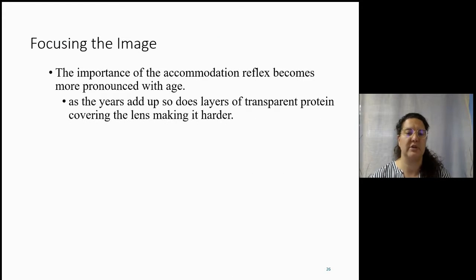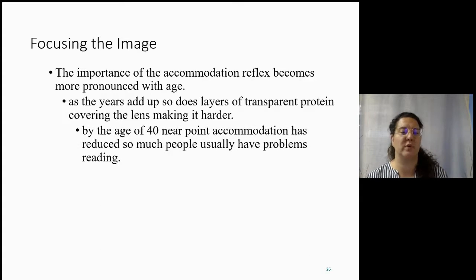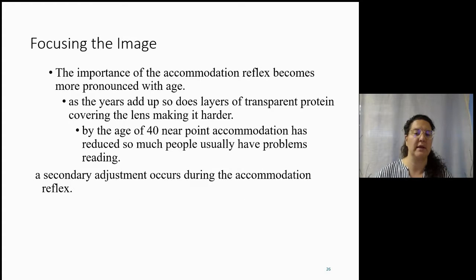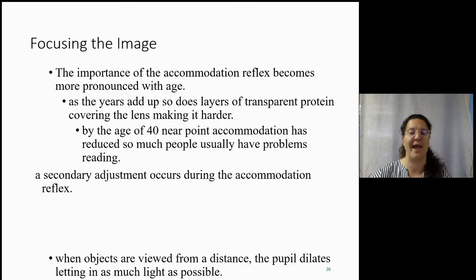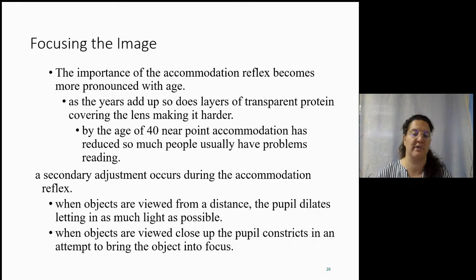The importance of accommodation becomes more pronounced with age because as the years add up, so do the layers of transparent proteins covering the lens, making it harder. By about the age of 40, a lot of people have lost some of their accommodation reflex. And so middle-aged people will often need reading glasses for near vision, like reading newspapers, reading their phone, reading menus, because those ciliary muscles don't contract as well anymore. They get tired after the years, and it's also harder for them to contract the lens.